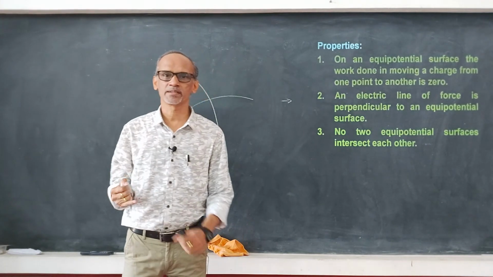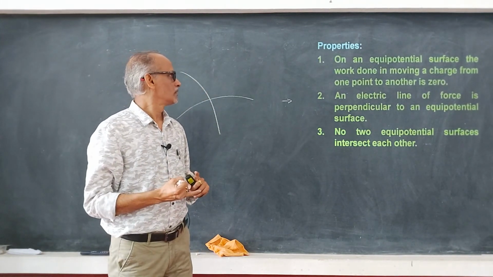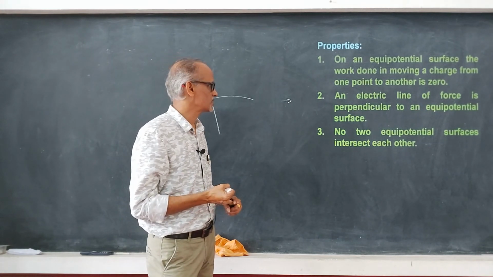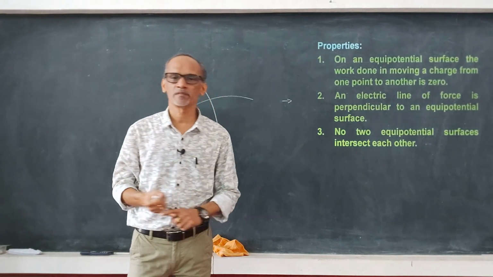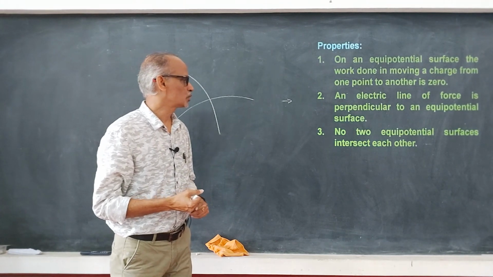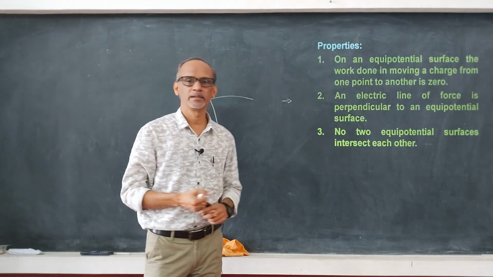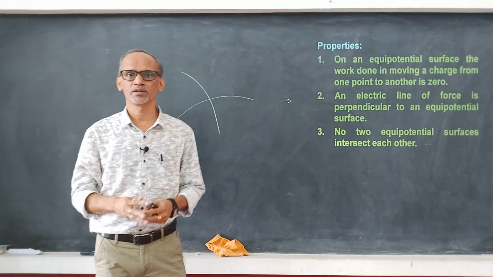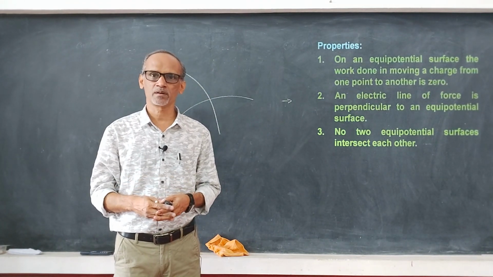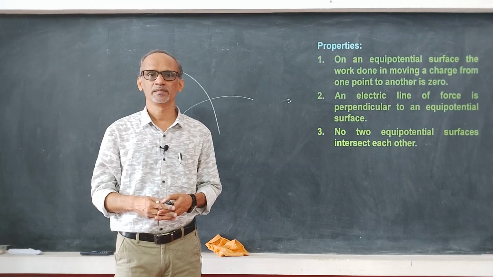So, the three properties are: on an equipotential surface, the work done in moving a charge from one point to another point is 0. An electric line of force is always perpendicular to an equipotential surface, and no two equipotential surfaces intersect each other. So, hope you have understood regarding the important concept called equipotential surface.